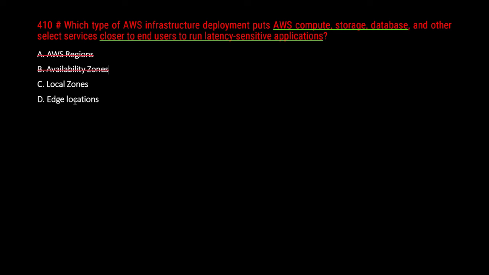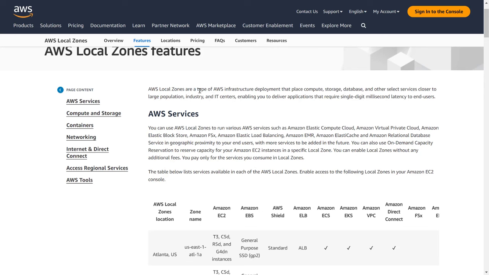Then it has to be one of the other two, but edge locations are only used to cache data that is brought in by CDN or CloudFront, right? You cannot have compute, storage and database on top of edge locations. The answer is Local Zones. They are a type of AWS infrastructure deployment that place compute, storage, database and other select services closer to large population, industry and IT centers.